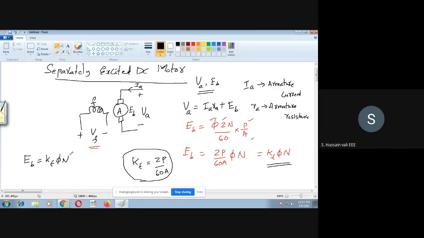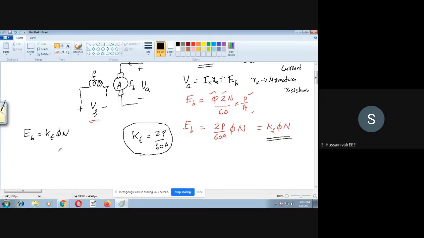I want to represent this further. There is a relationship between omega and N: 2 pi N by 60 is omega. Then N from this is N equals 60 omega by 2 pi. This is the N value. Now we will substitute this N in this equation.